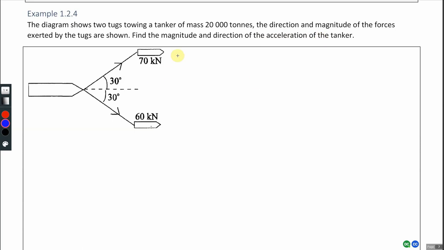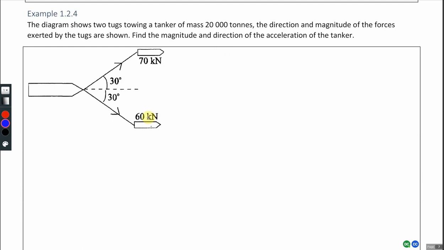So we want to find what is the overall effect of the two forces from the two tugboats. In other words, what is the resultant of those two forces? And from that, we can then work out the direction and the magnitude of the acceleration of the tanker.